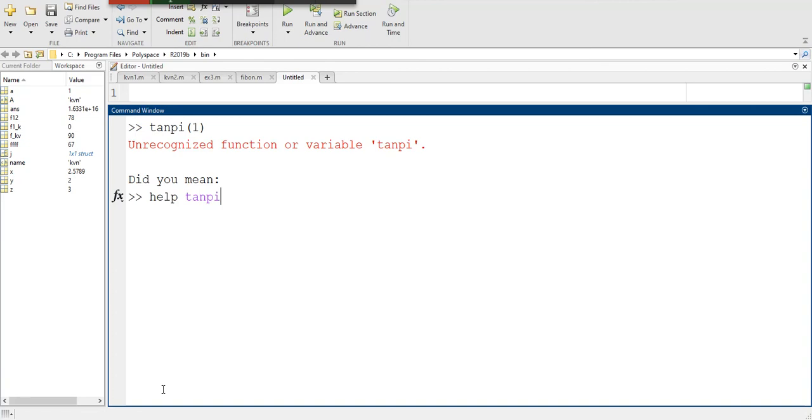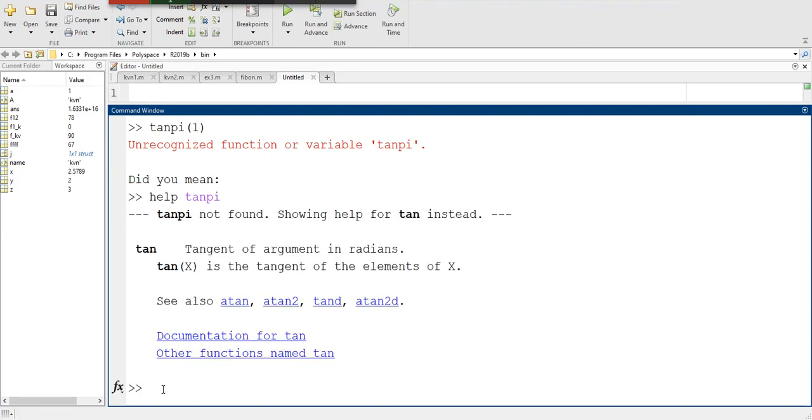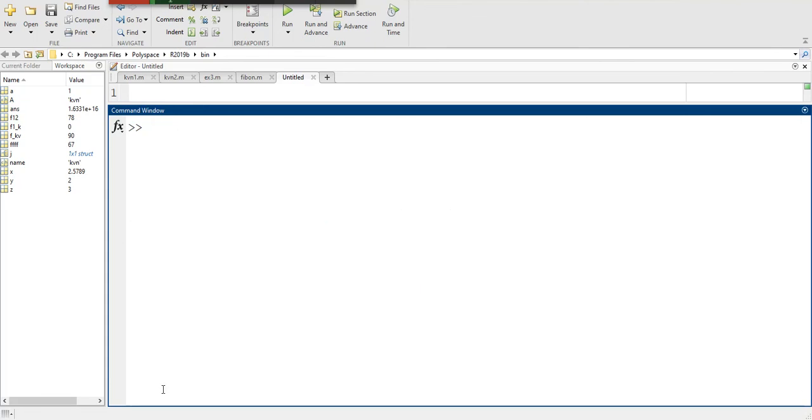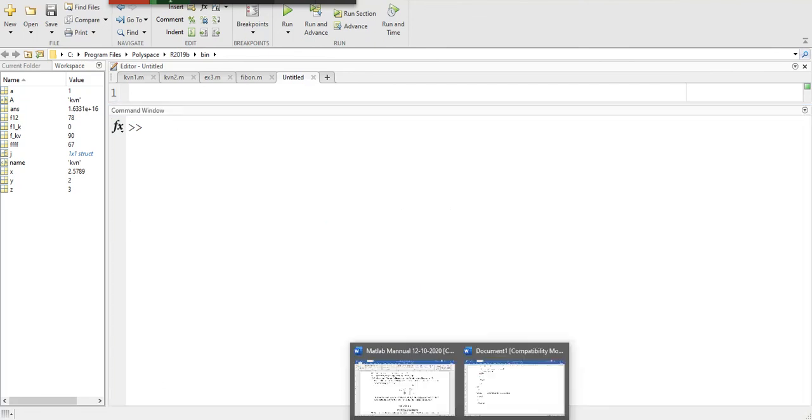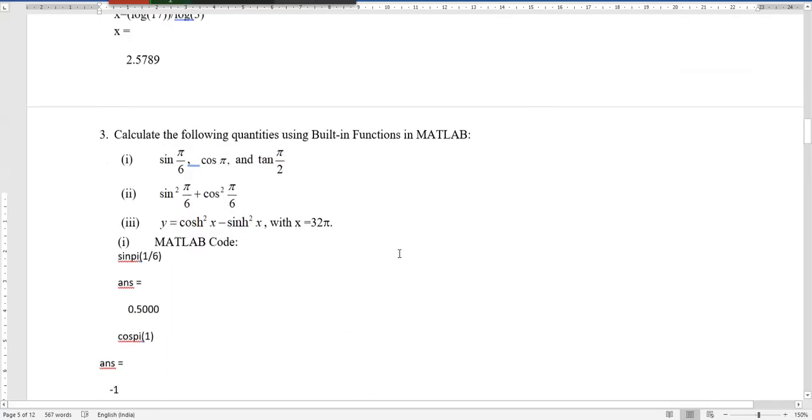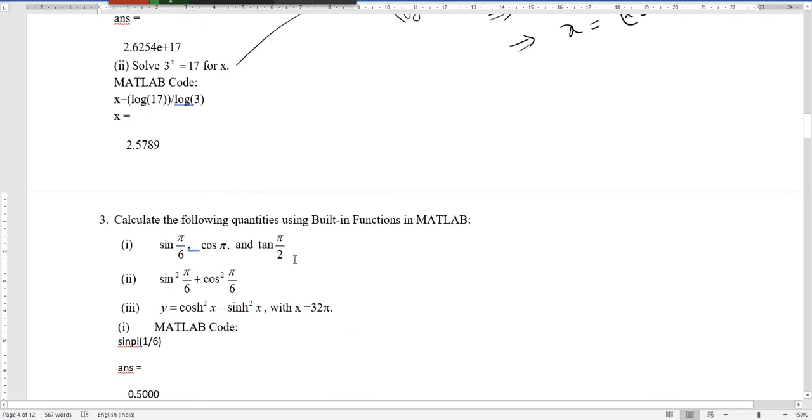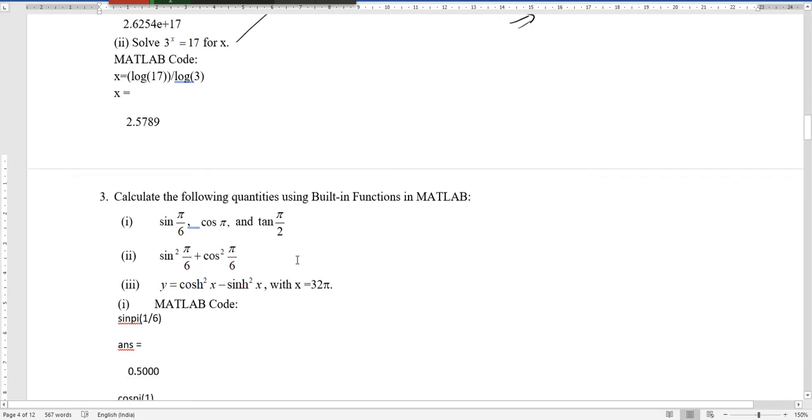tanpi. Then what happened? Okay, we will see what you get. Tanpi is not found in this particular version, so you may use tan of pi. Don't use this one. This version is not recognizing our function. Okay, no problem. Tan of pi is not recognized, but sin of pi is recognized. Cos of pi is also recognized.